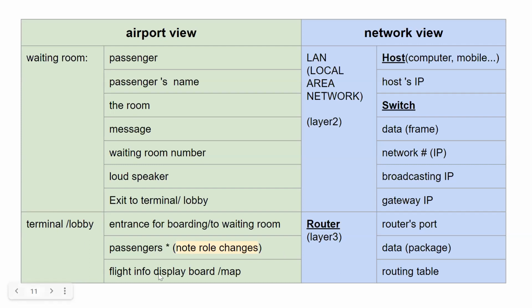Okay, and then finally, the flight info display board, which is those huge boards that give you the statuses of airplanes, like such airplane to San Francisco is landing or leaving or going to be delayed. This is just going to be called the routing table, because the routing table is literally just a huge list filled with routers.